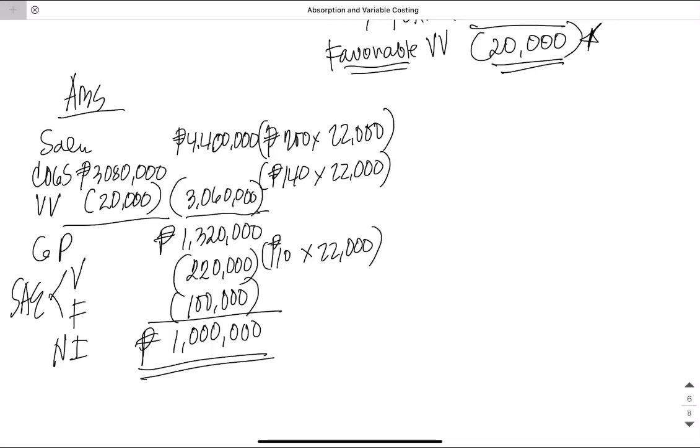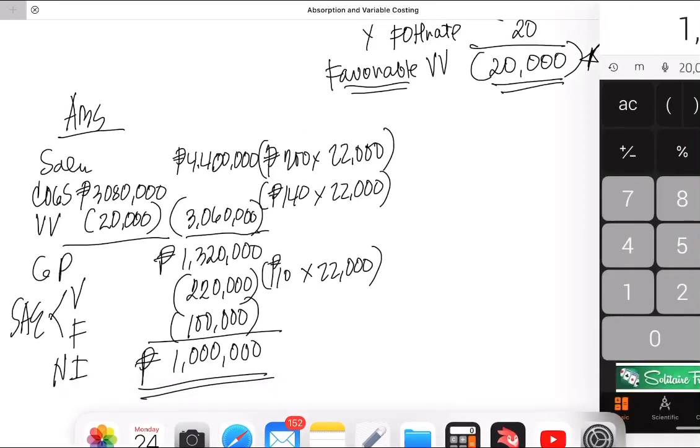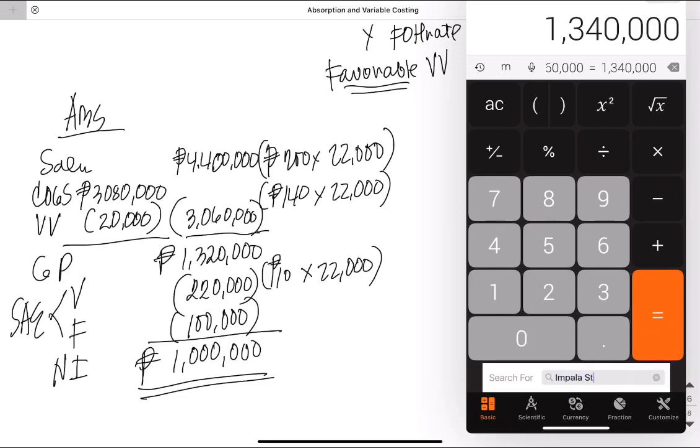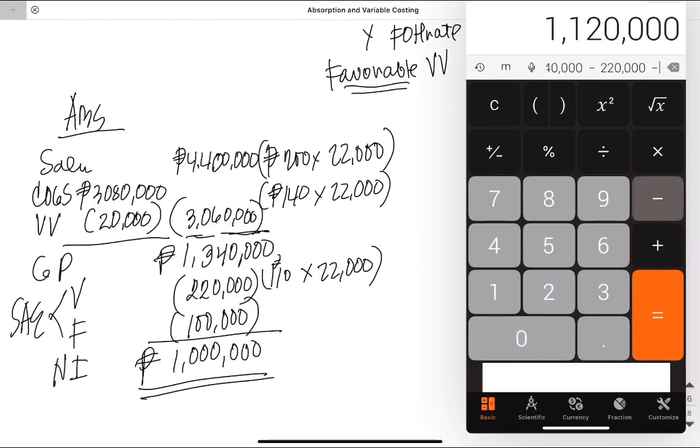Okay, wait. Upon checking, 4.4 million less 3,060,000, it should be 1,340. So where did I get this one? Let's just change this. Sorry. So 1,320 should be 1,340. So 1,340 less 220 less 100,000. So this is 1,020,000. It should be 1,020,000. Sorry for that.